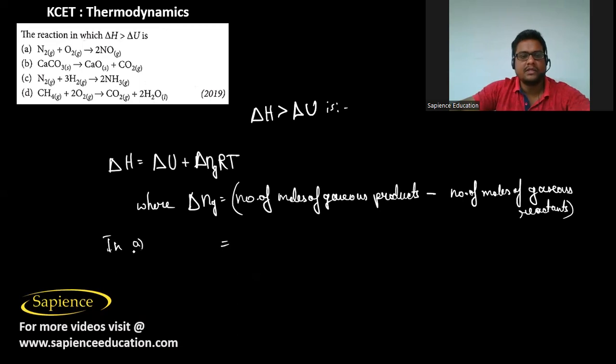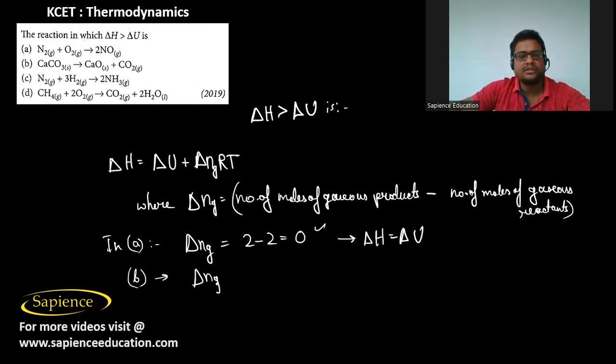So in case of option A, here 2NO is formed. So delta Ng will be equal to 2 minus 2, that is equal to 0. So here delta H will be equal to delta U. Simply, if delta Ng is greater than 0, then only delta H will be more than delta U. So the number of moles of gaseous products should be higher than the number of moles of gaseous reactants.